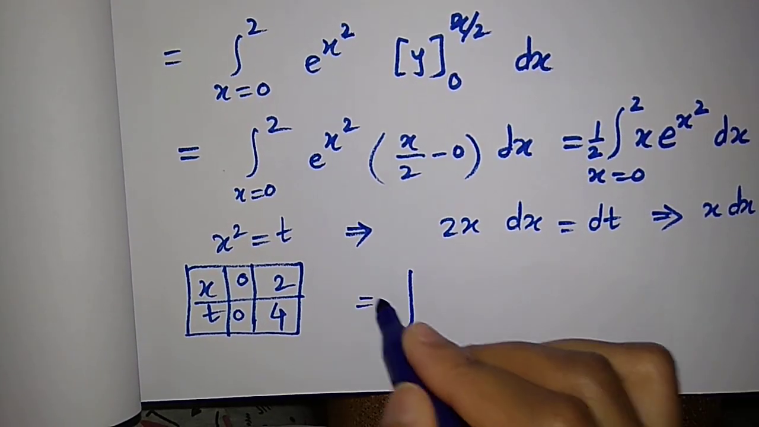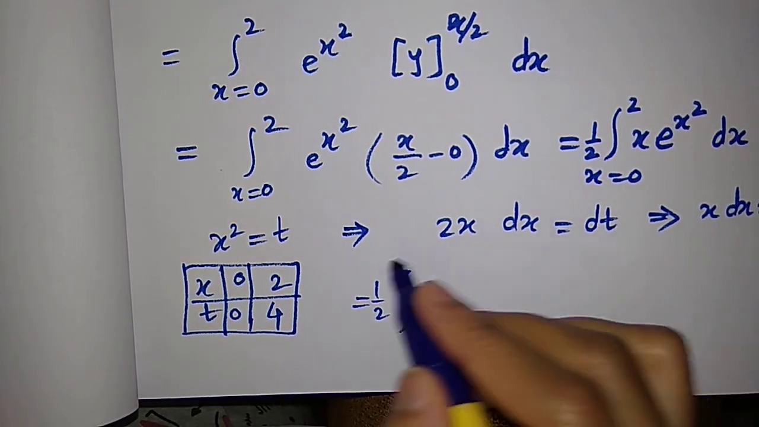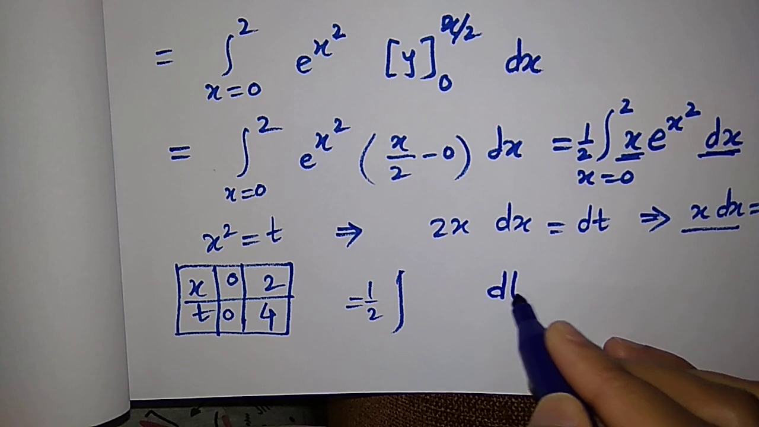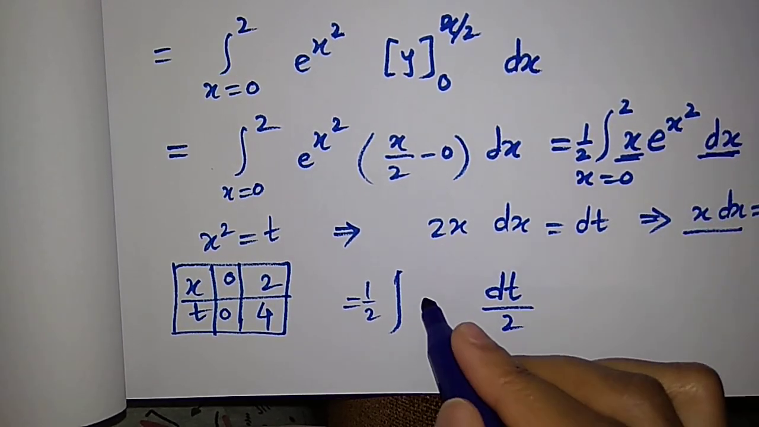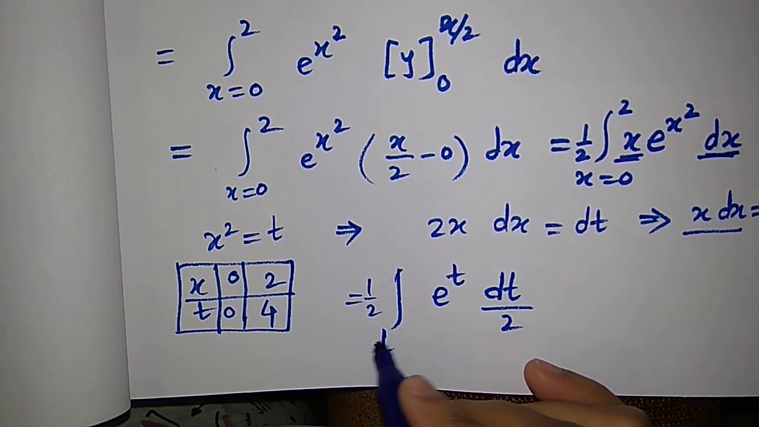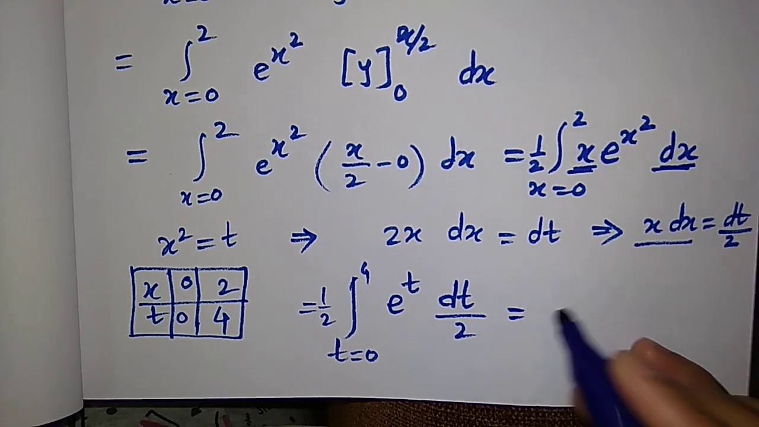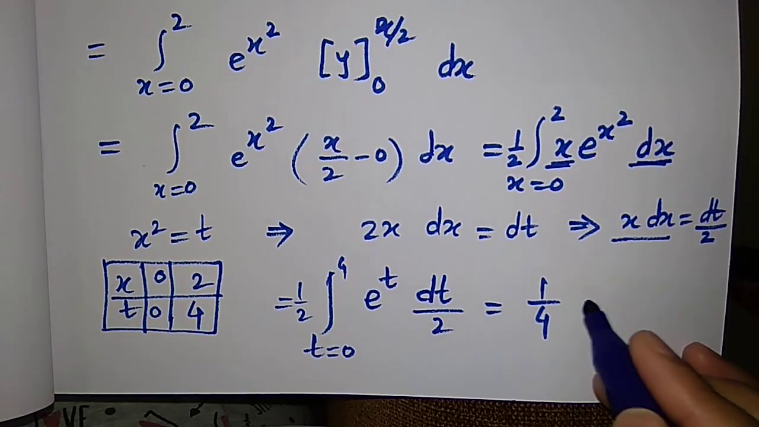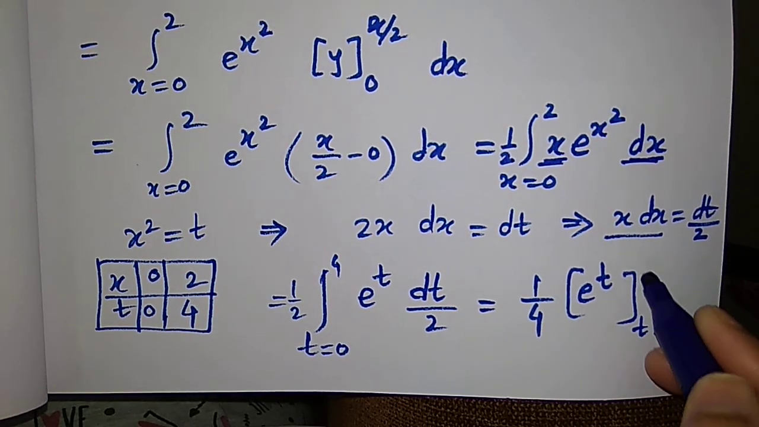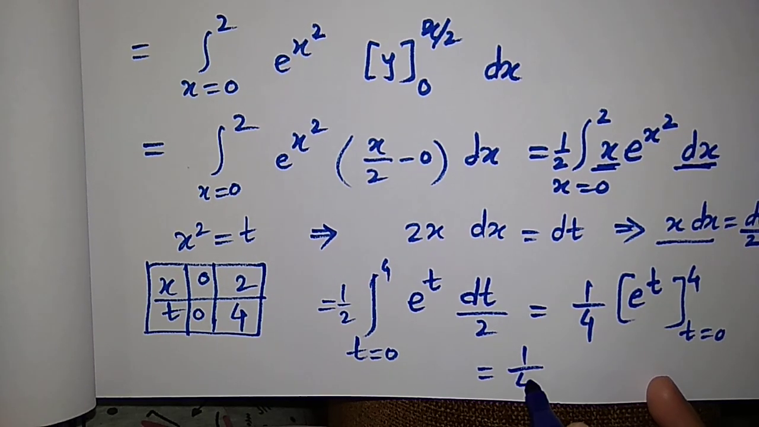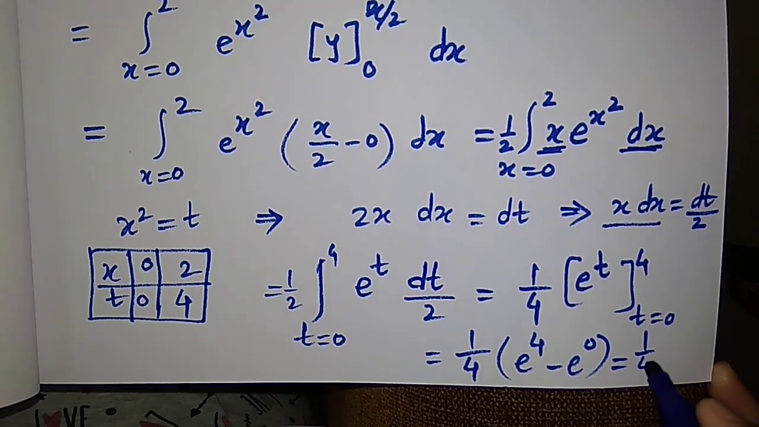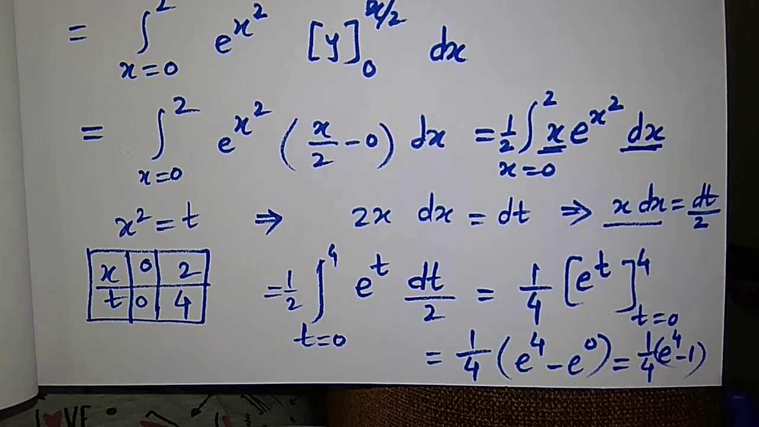So our integration becomes 1 by 2 outside. Now this x dx is just equal to dt by 2, and e raised to x square, when you put x square equal to t, is just e raised to t. Write down the limits: t is from 0 to 4. So solve it. It is 1 by 4 into the integration of e raised to t, which is e raised to t as it is, and t is from 0 to 4. So solve it: 1 by 4 into e raised to 4 minus e raised to 0, which is equal to 1 by 4 into e raised to 4 minus 1. E raised to 0 is 1.